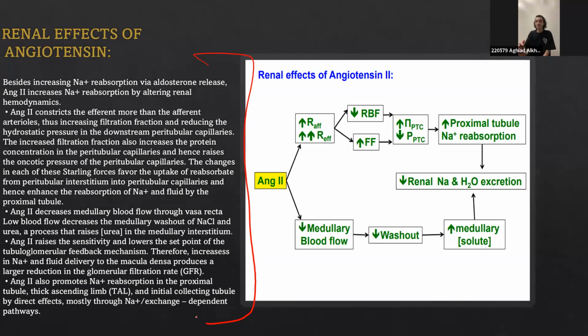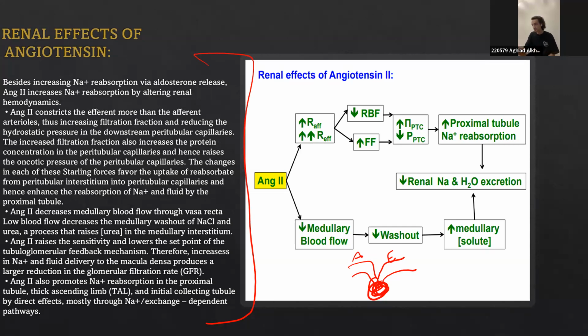Okay, so besides increasing sodium absorption via aldosterone, we've talked about aldosterone, sodium, angiotensin II increases sodium absorption by altering renal hemodynamics, not just through aldosterone only. Angiotensin II constricts the efferent more than the afferent. Again, I'll draw it again. I should have had a picture of it. So this is the afferent, and then this is the efferent, this is the glomerulus. So it constricts the efferent more than the afferent.